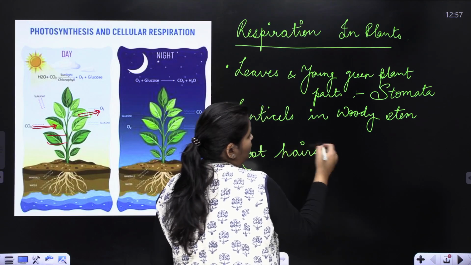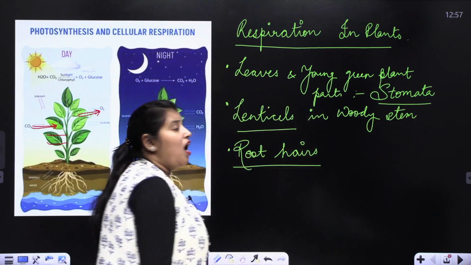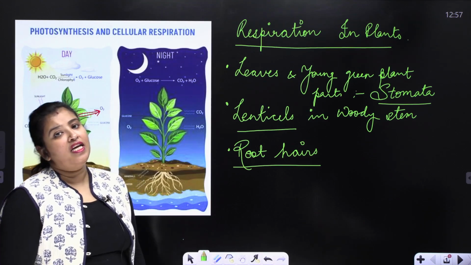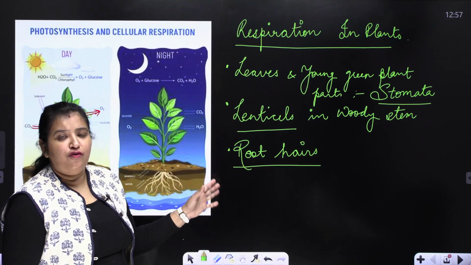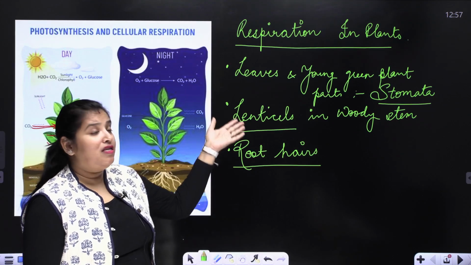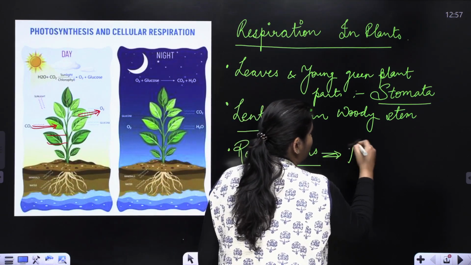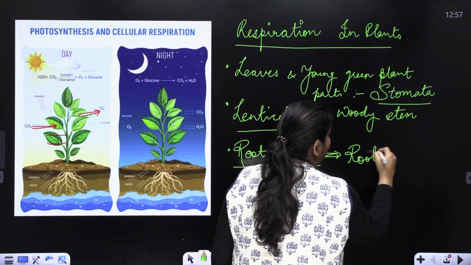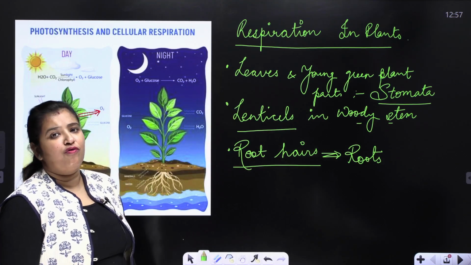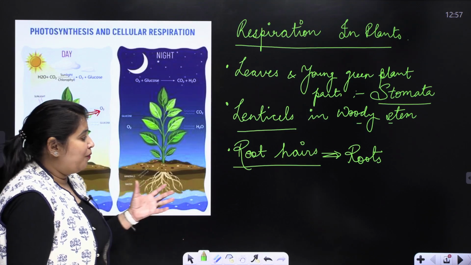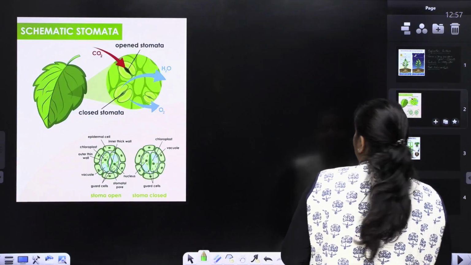Now, what are these? The stomata, the lenticels, and the root hairs. These are the structures which help in gaseous exchange of the plants. By the process of diffusion, gaseous exchange takes place by these three structures, respectively, where they are present. Root hairs are present in the roots, lenticels are present in woody stem, and stomata are present in the leaves and the green parts of the plant. So, let us have a look one by one at all these structures.